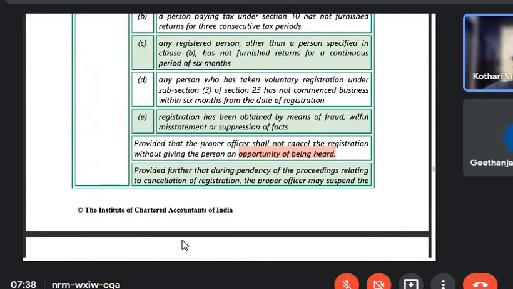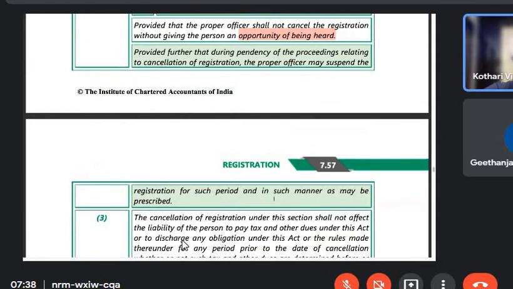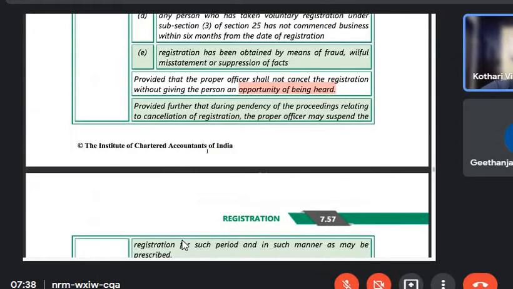Provided further that during the pendency of the proceedings relating to cancellation of registration, the proper officer may suspend the registration for such period in such manner as may be prescribed. So once the proper officer sends you a notice for cancellation, he can suspend that registration till the time you give the reply. Right? So that is the procedure mentioned.